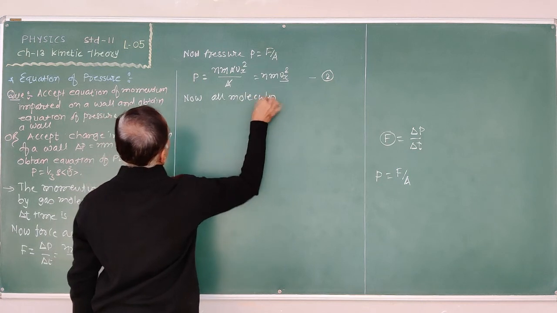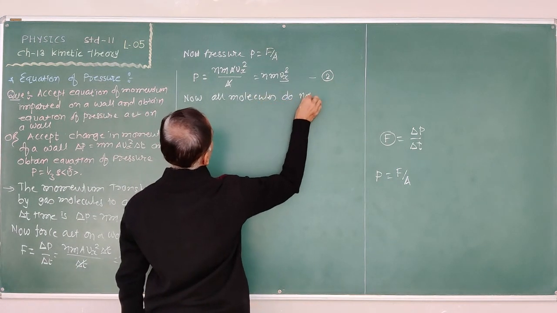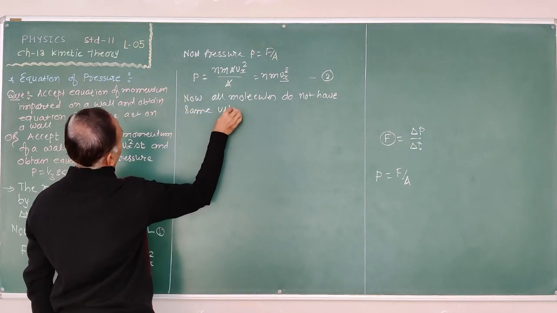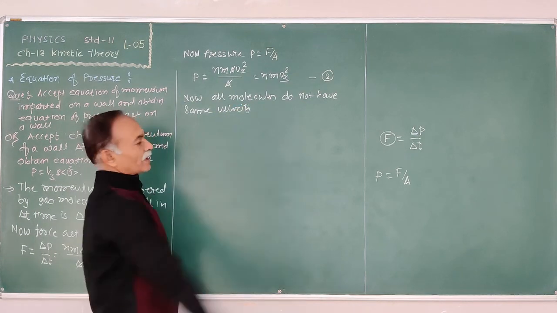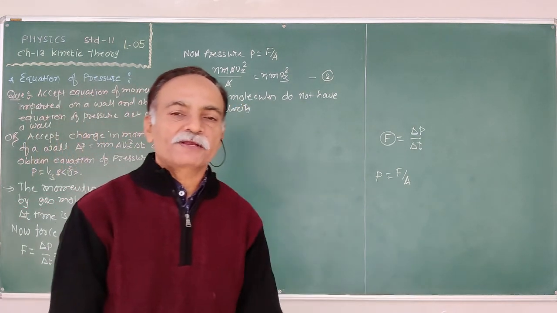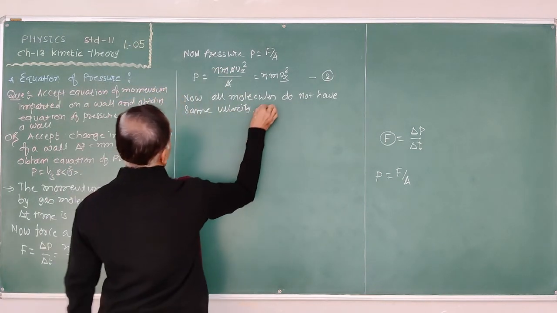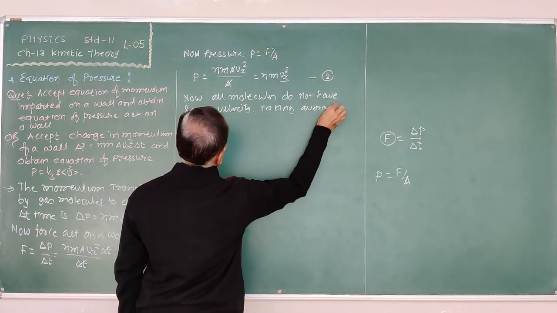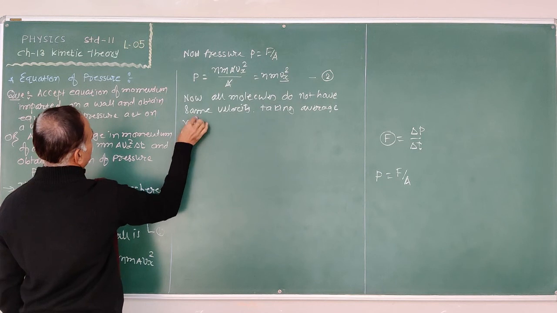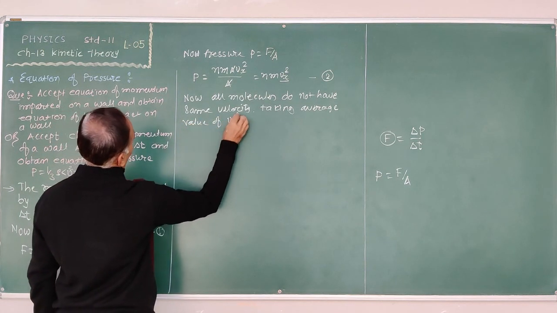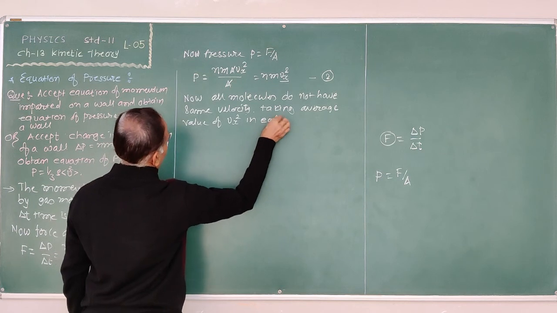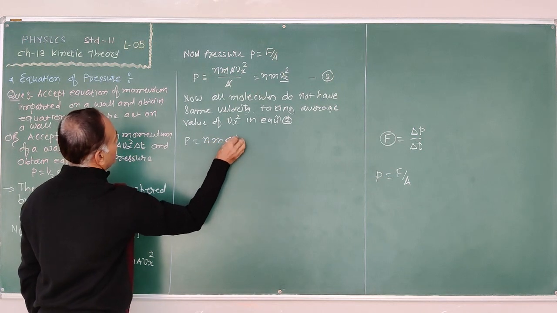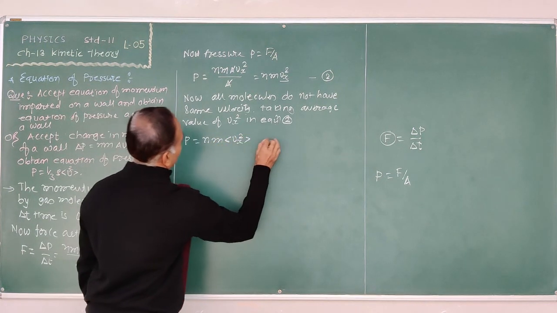All molecules do not have the same velocity, or in other words, all molecules are not moving with the same speed or the same velocity. Therefore, taking the average value of Vx square in equation 2, P is equal to Nm average Vx square. That is our equation number 3.